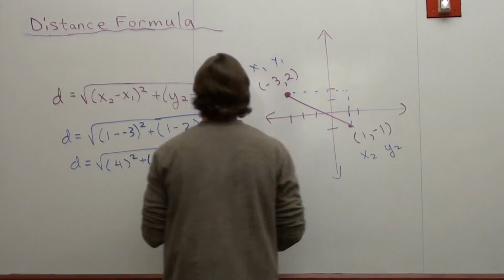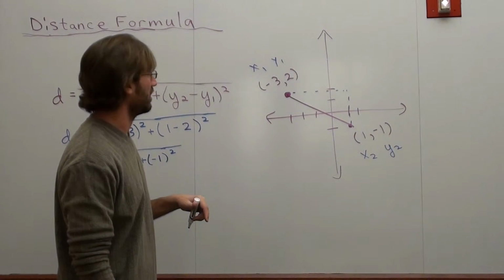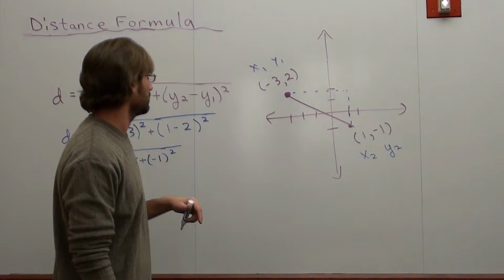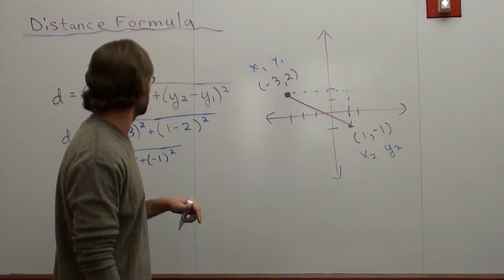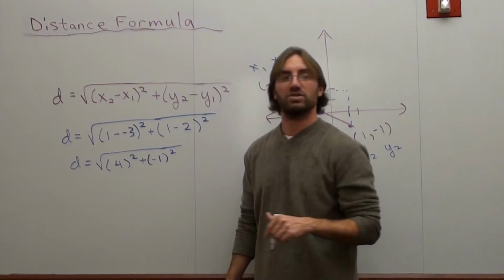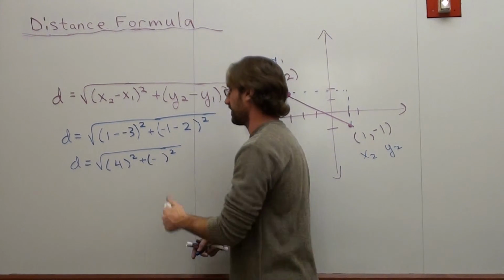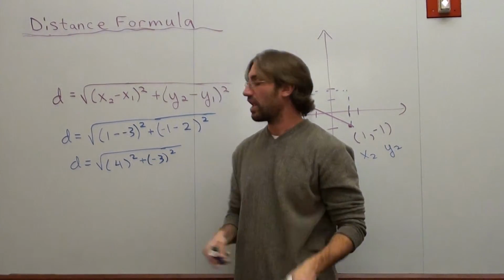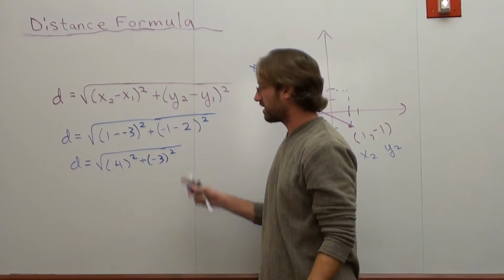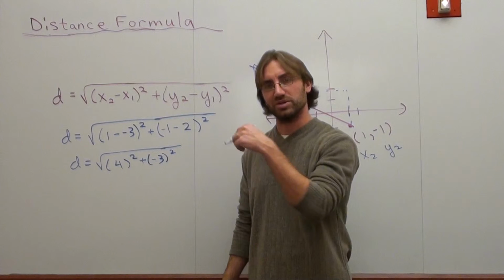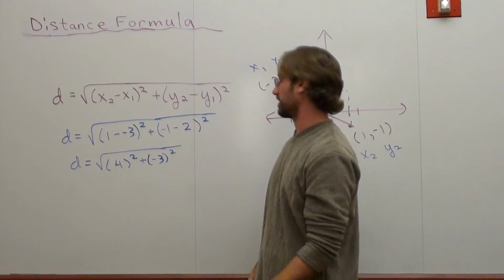Wait, did I do that one wrong? I think I did. Oh, I'm sorry. That's why it wasn't working out. That's negative 1 minus 2. Pardon me. That's negative 3. My mistake. So that's negative 3 quantity squared. I was adding that up in my head really quickly before I was doing it and it didn't work.